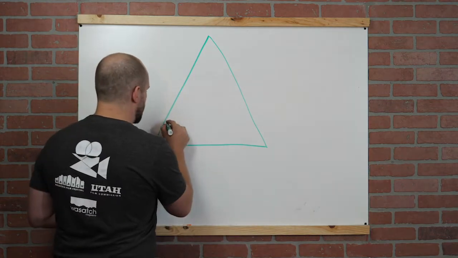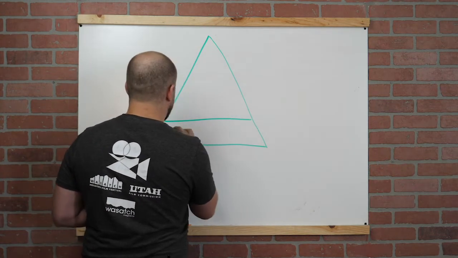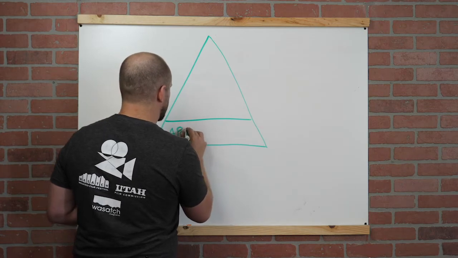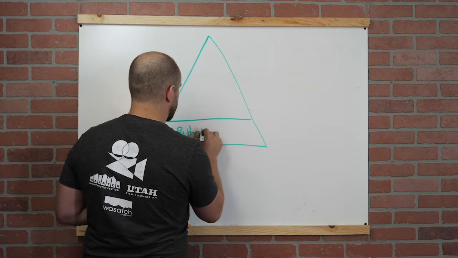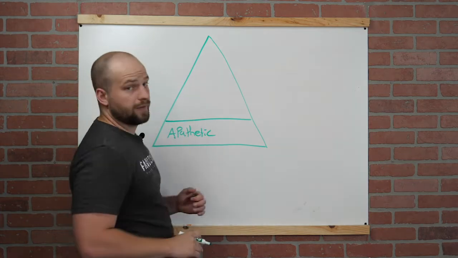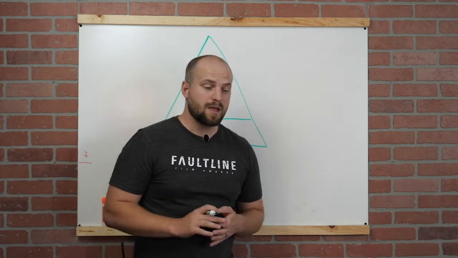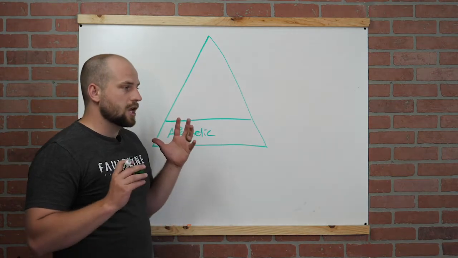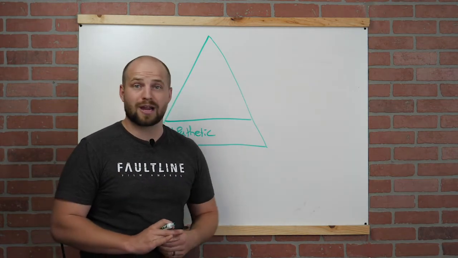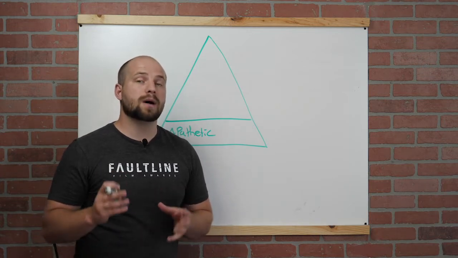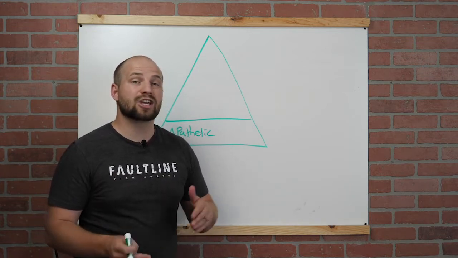The very bottom, you have the apathetic group. Now this apathetic group, sorry guys, I'm awful with spelling. You're going to find that out. I'm awful with spelling. But the apathetic group is, these are people that just don't care about your business. They don't care about your product. They don't care about your service. No matter how much money you spend, you're not going to convert them.